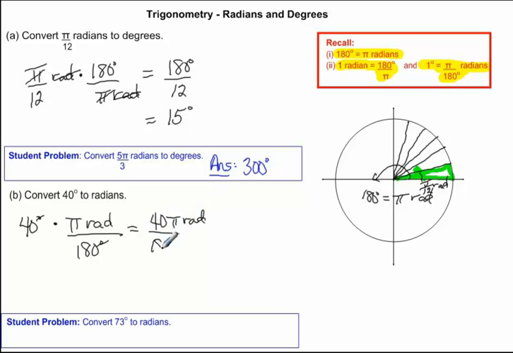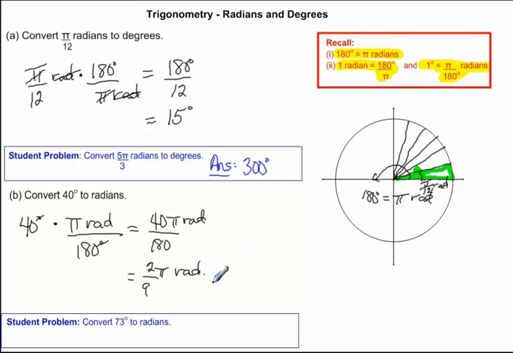over 180. Okay, we're not going to go to our calculator and get a decimal. We're going to leave it in fraction form, but we can reduce it to lowest terms. So 20 divides into both the numerator and the denominator, and I'm left with 2 over 9 pi radians. And we'll leave our answer in that form.